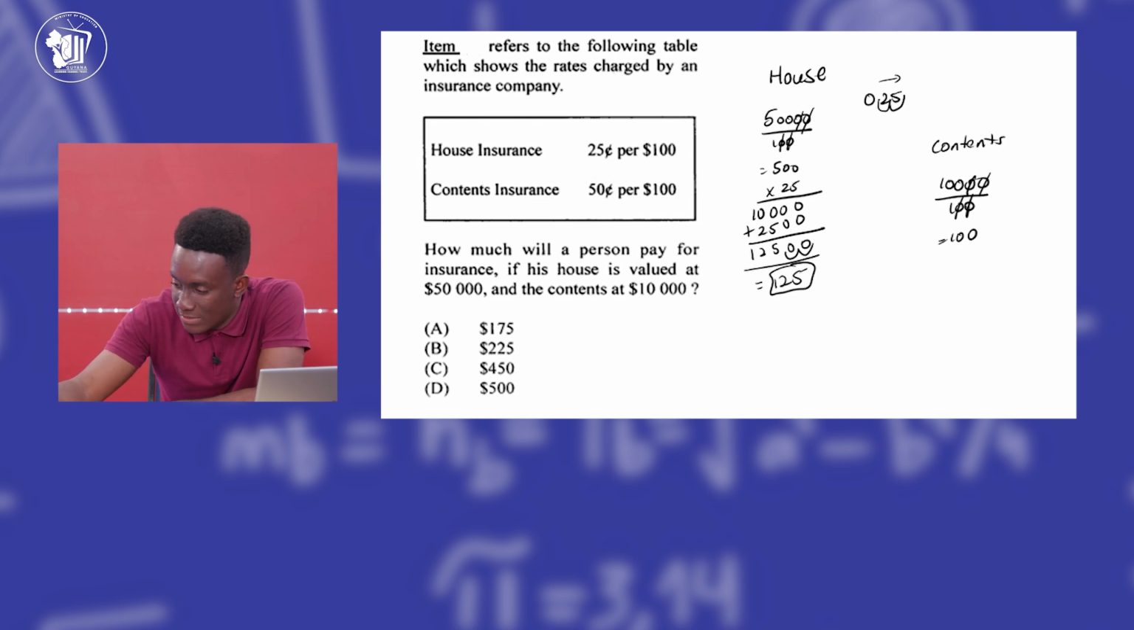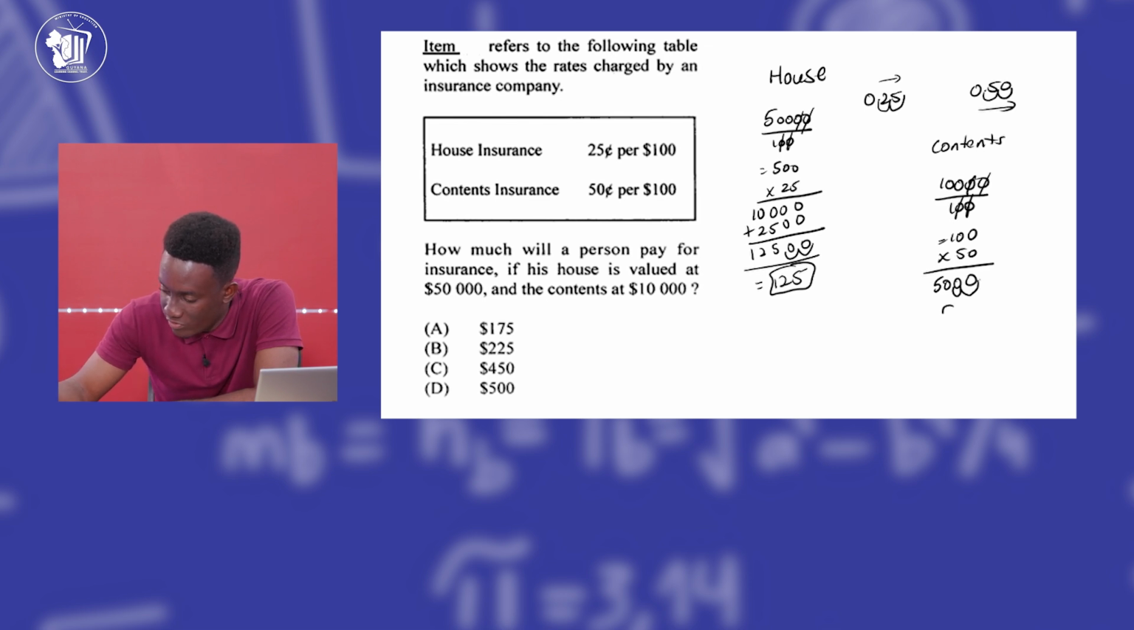Now 50 cents is the same as 0.50. So you jump the point 1, 2. So this will be multiplied by 50. If you multiply this by 50, we'll simply get, add the 2 zeros, 5,000. And because we jumped out 2 times, we jump back in 2 times, so we jump 1, 2. So it's $50 for the contents insurance.